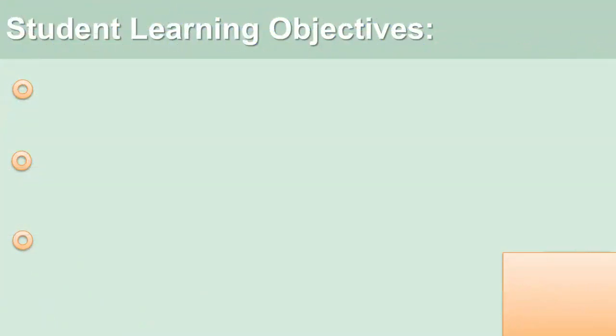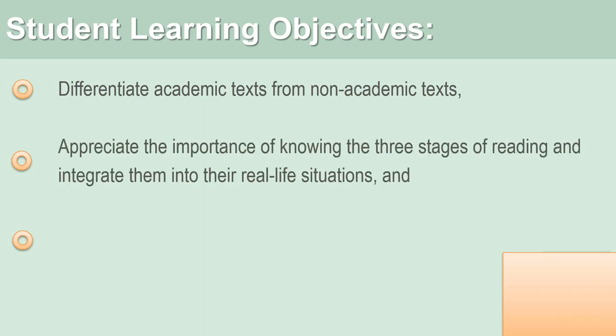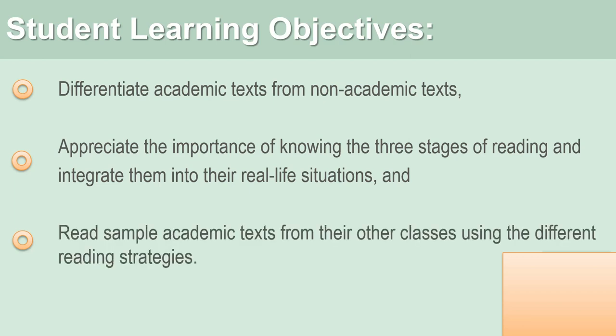So we have here our student learning objectives. First, differentiate academic text from non-academic text. Second, appreciate the importance of knowing the 3 stages of reading and integrate them into real life situations. And lastly, read sample academic texts from their other classes using the different reading strategies.